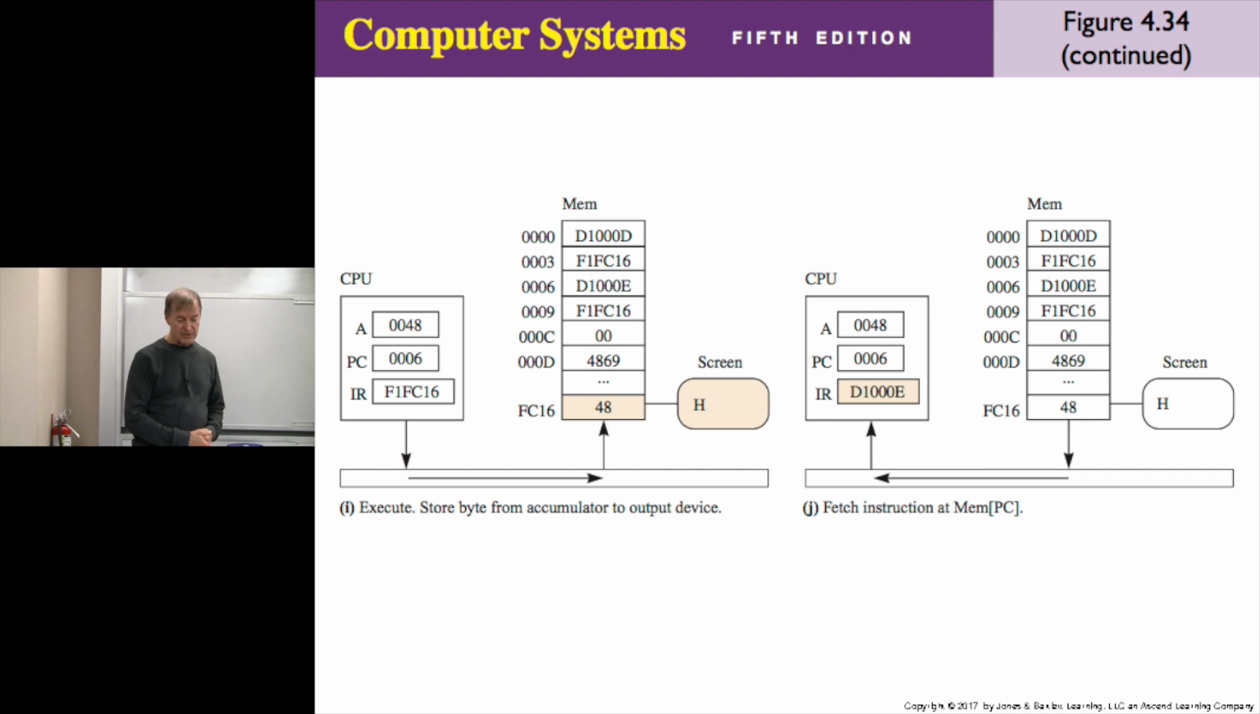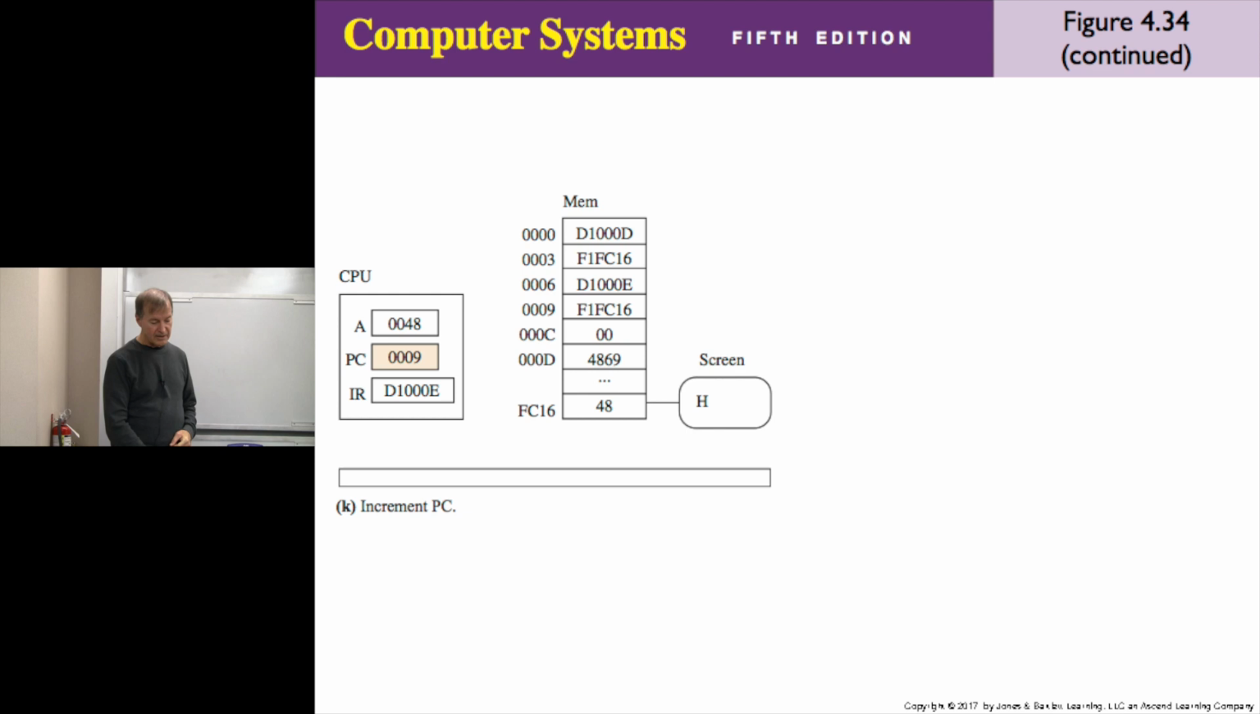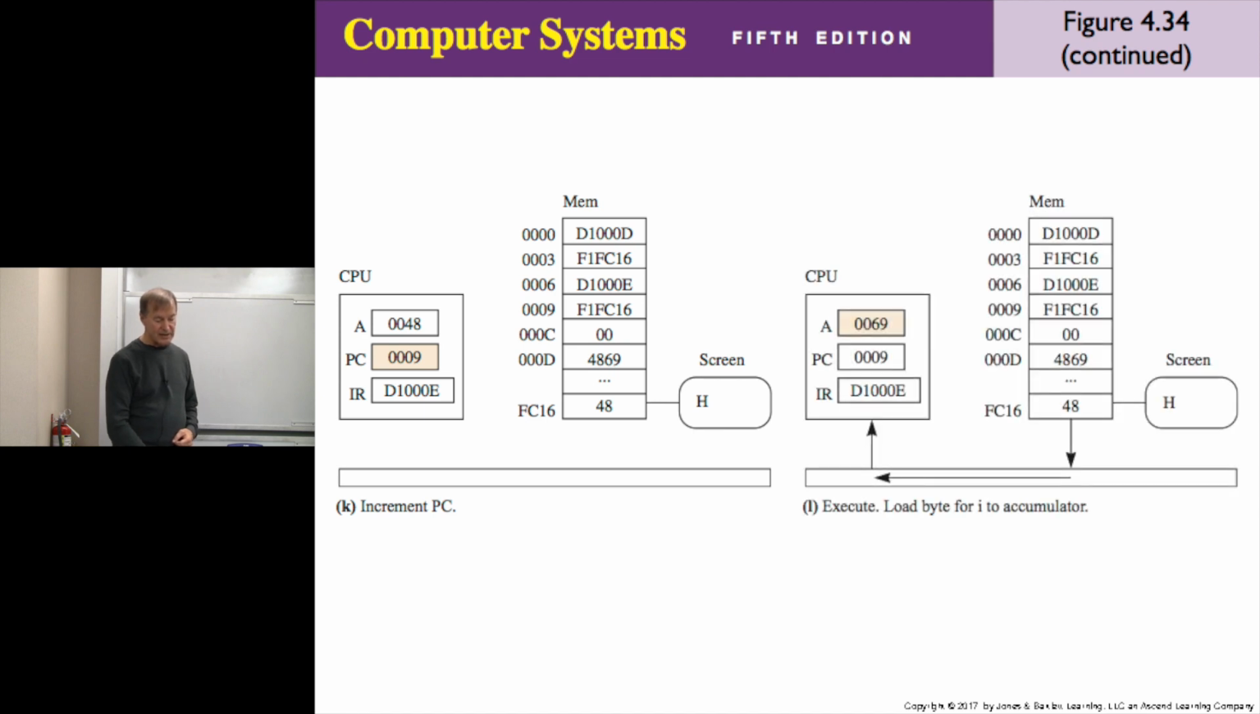Yeah, D1000E. Decode, increment, what? Yeah, I think this is the last one, though. Oh, no. Oh, wait, increment. We had the increment, right? Increment. And then what? Execute. Now, what's the D1000E? That's the load byte accumulator. So what, from where? 000D. So what happens to the accumulator? Instead of being 0048, what is it? 0069, and I think, et cetera, et cetera.